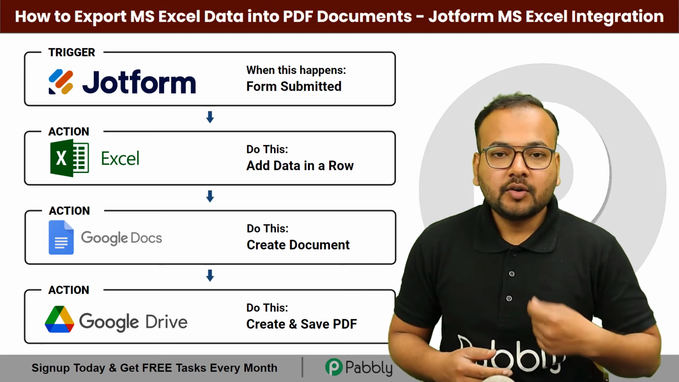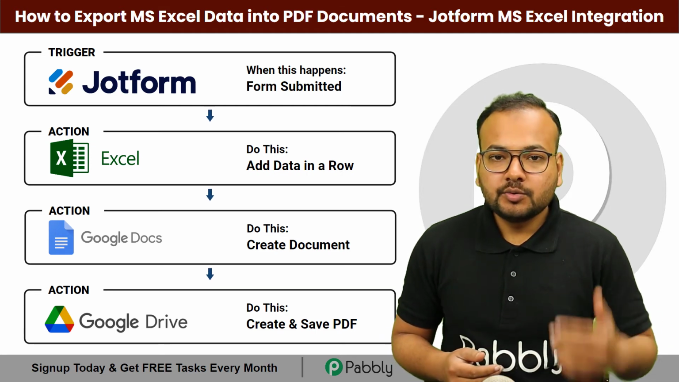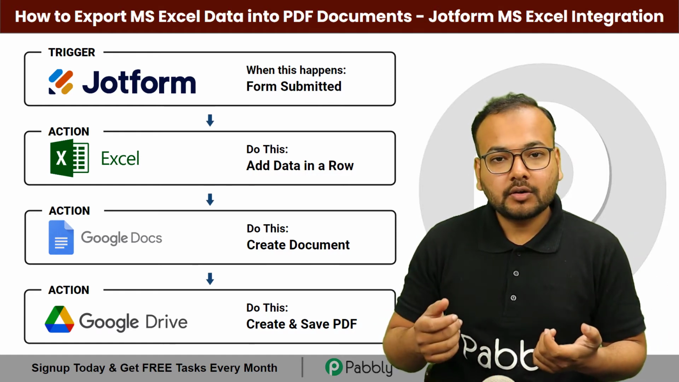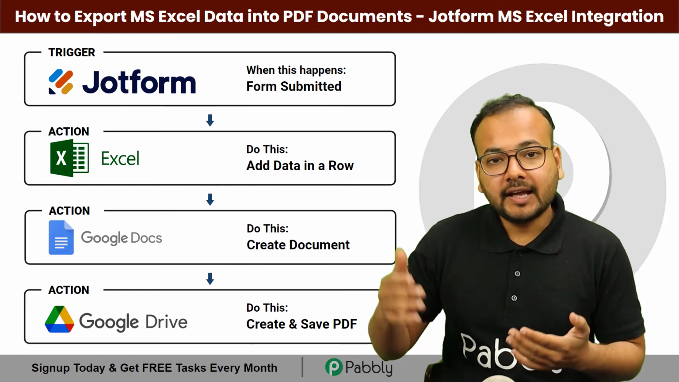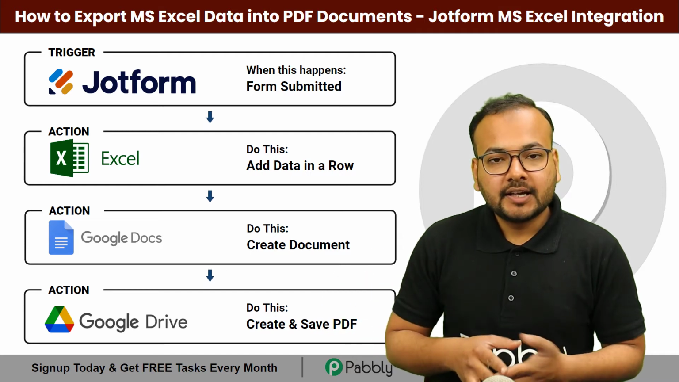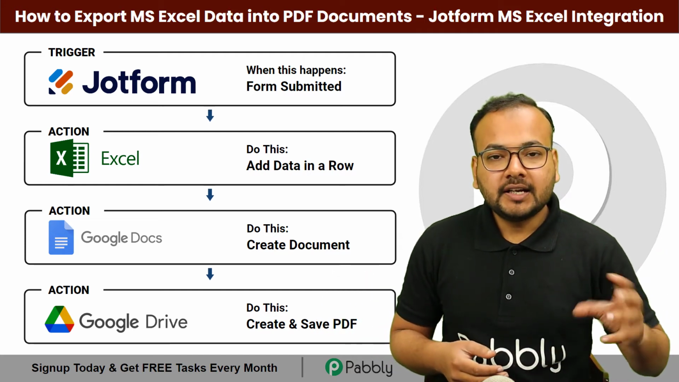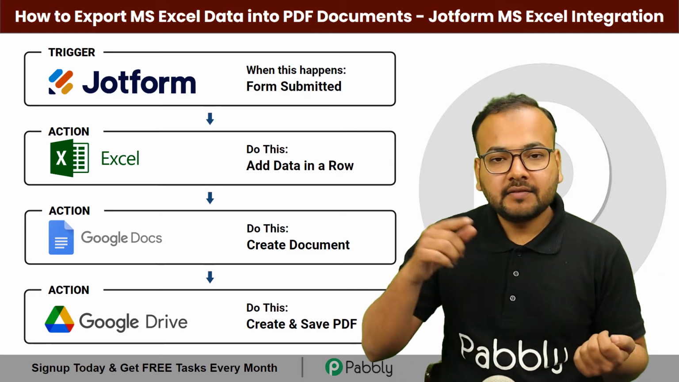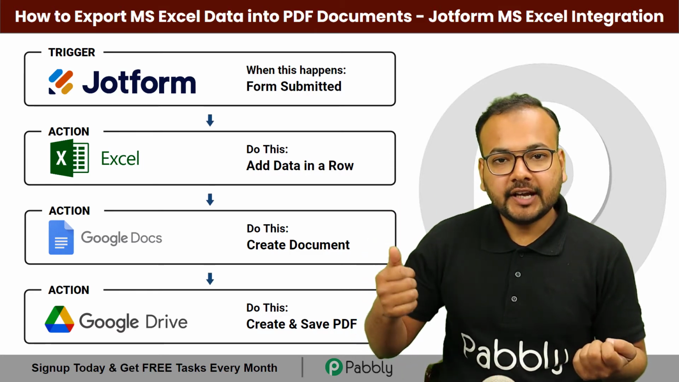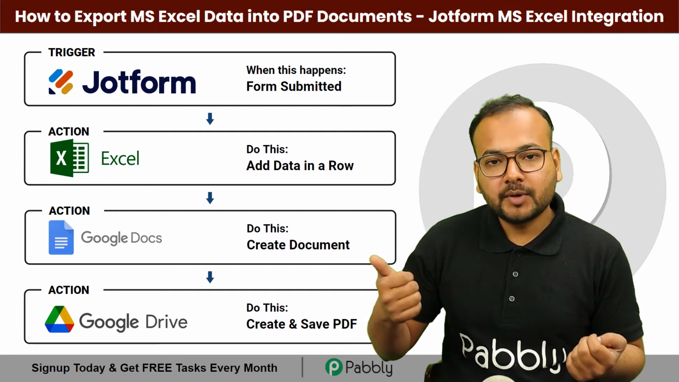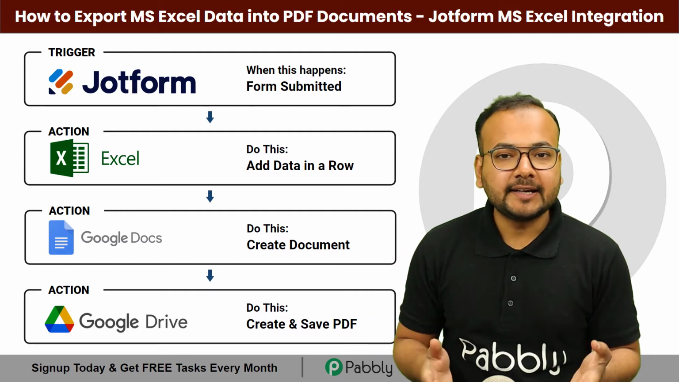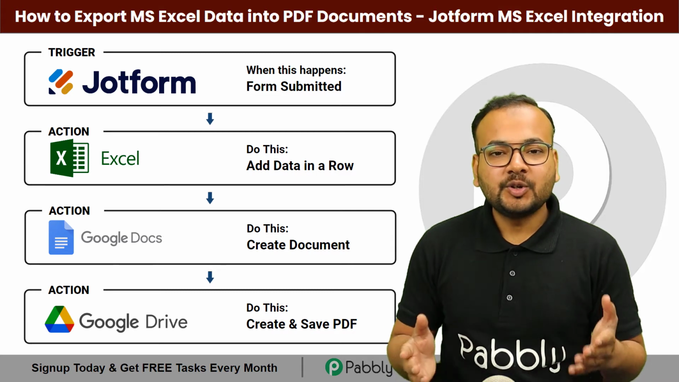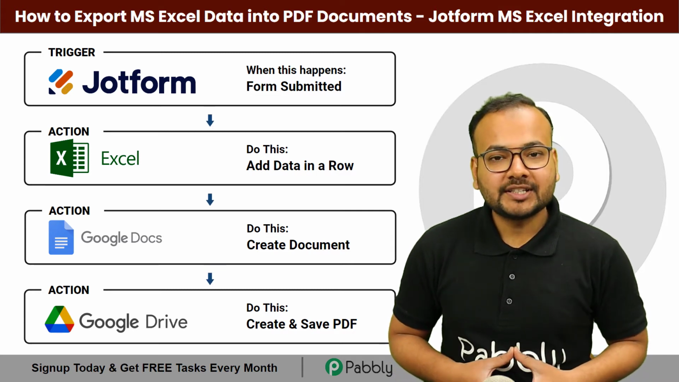And guys, we are going to set up this automation using an integration between Jotform, Microsoft Excel, Google Docs application, and Google Drive. So we are going to fetch the data from the form submission using Jotform. Then the data will be sent to the Excel sheet and get converted into documents and PDF files automatically. And we are going to do this without any coding. So let me show you how you can also set up this automation.